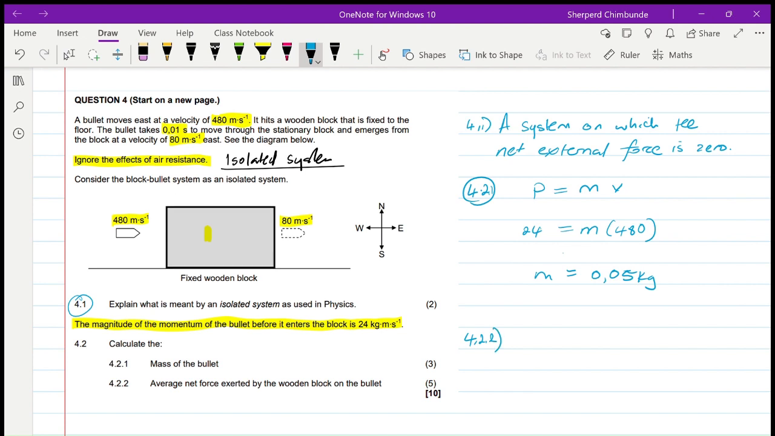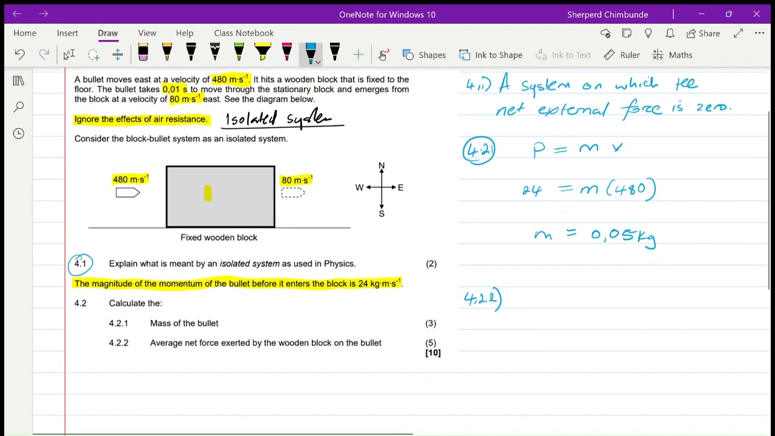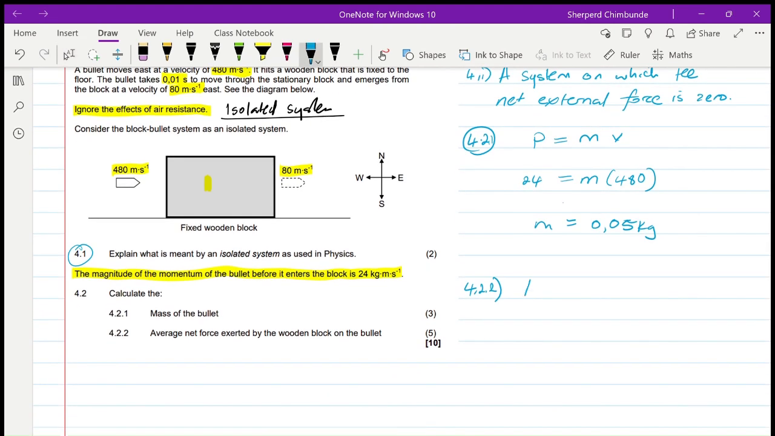Then we go to 4.2.2. They say calculate the average net force that is exerted by the wooden block on the bullet. Now to get this one, we need to realize that according to Newton's second law, F net is equal to change in momentum over change in time. Now we know the time it takes to go through. We just need to calculate the change in momentum for the bullet. That will be V final minus V initial.